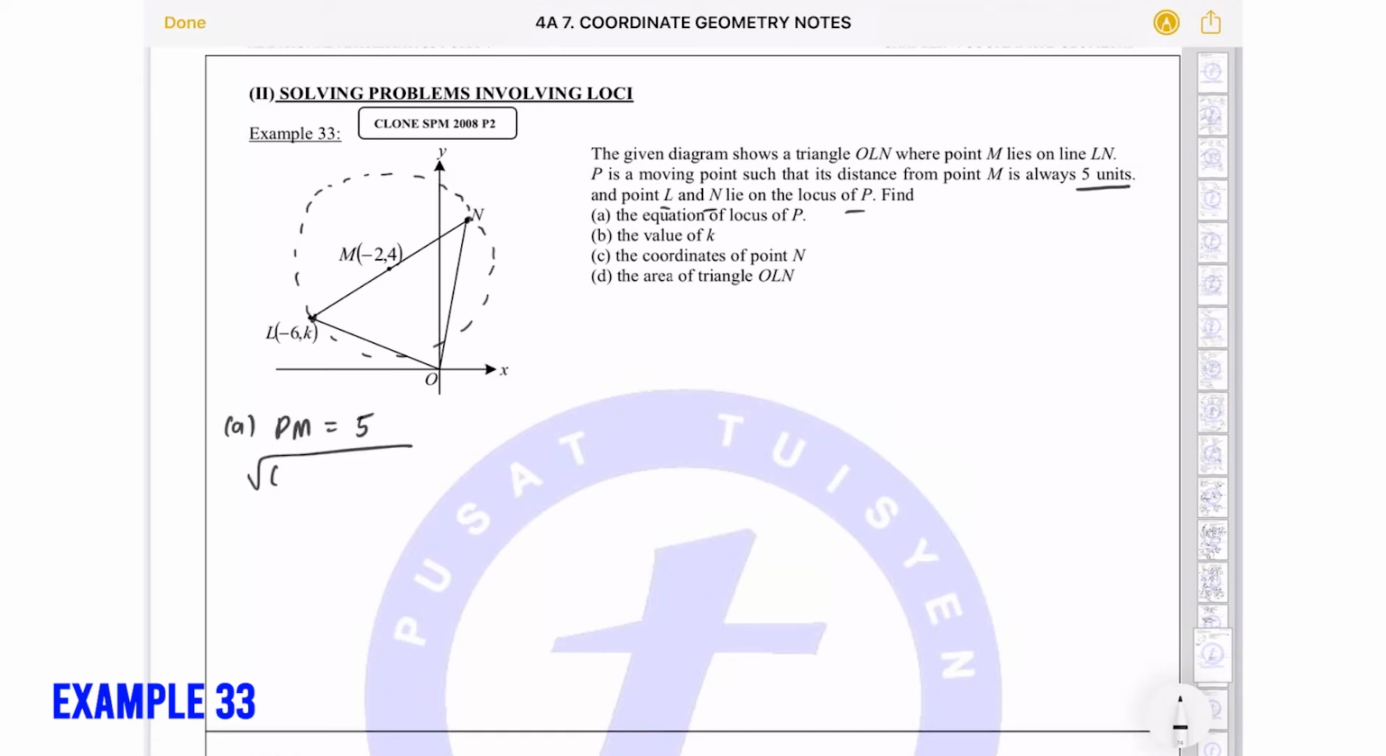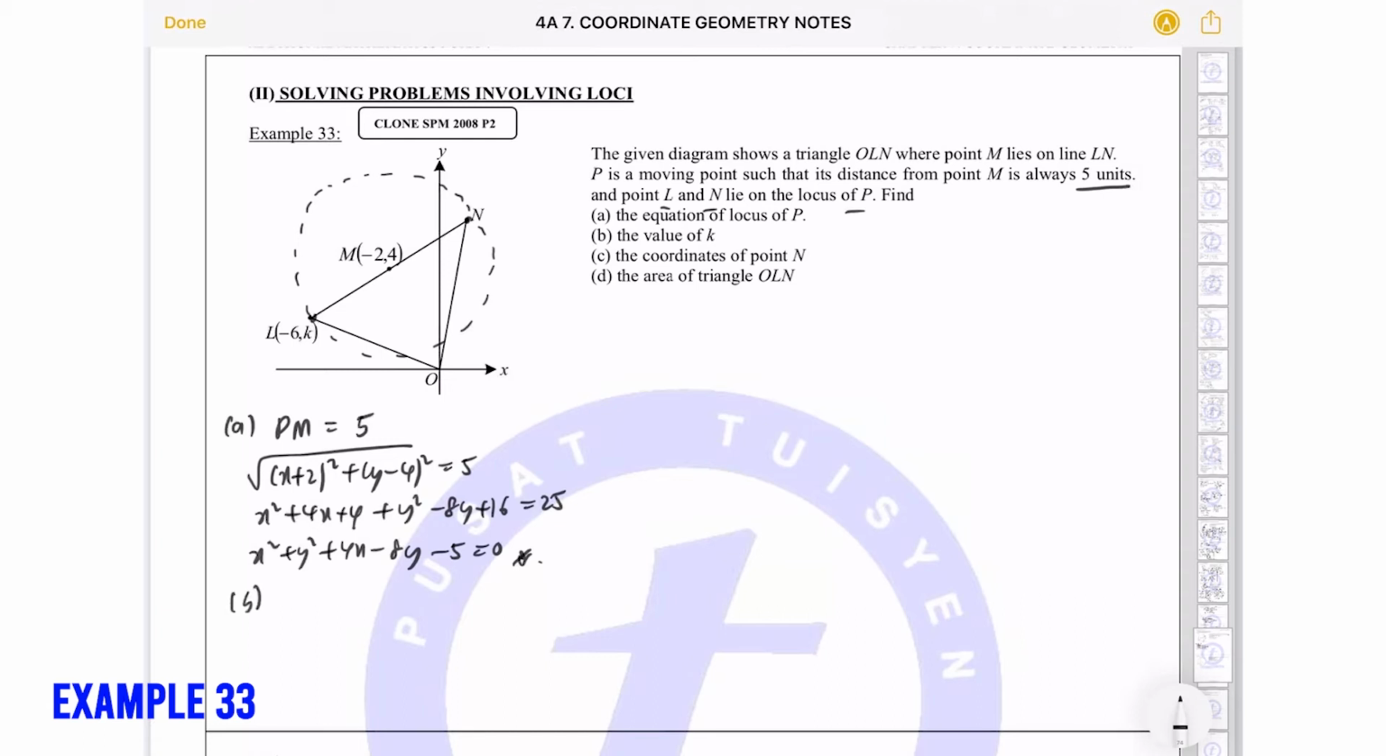Okay, use the formula for distance, (x minus minus 2) squared plus (y minus 4) squared, the result is 5. So as we expand this, x squared plus 4x plus 4, and y squared minus 8y plus 16, the result is 25. Okay, rearrange: x squared plus y squared plus 4x minus 8y plus 20 minus 25 equals 0. Okay, so this is your equation of the locus of P.